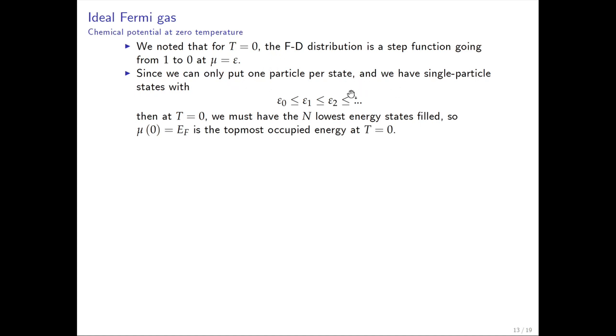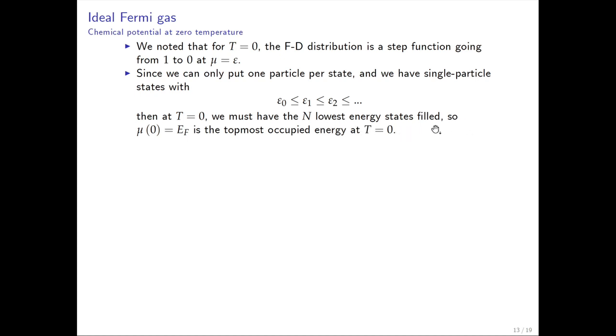Since we can only put one particle per state, because we're going to handle the spin degeneracy outside of this, we imagine we have these single particle states, epsilon. We start at epsilon 0, we go to epsilon 1, epsilon 2, and the way we've chosen it, we have the 0 at the ground state. The very lowest energy state, epsilon 0, we'll take to be 0. But they're ordered this way, so we start filling these states. Then you can see that at t equals 0, we have N particles. We filled the N lowest energy states.